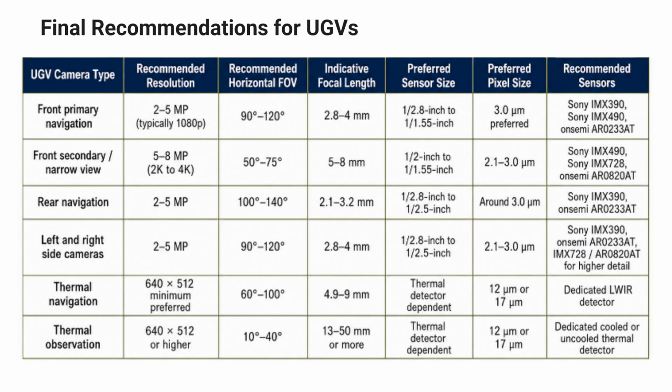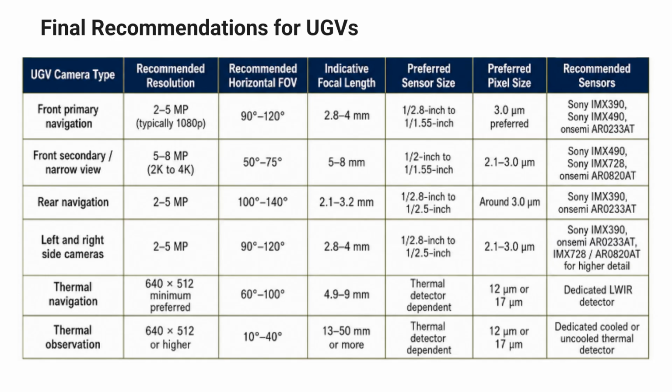This table brings together the key starting parameters for a UGV camera system. Front navigation cameras need a balanced combination of 1080p class resolution, wide field of view, short focal length, and larger pixels for dependable low-light driving. Secondary front cameras can use higher resolution and a narrower view for better target detail. Rear and side cameras prioritize wider coverage and reduce blind spots.